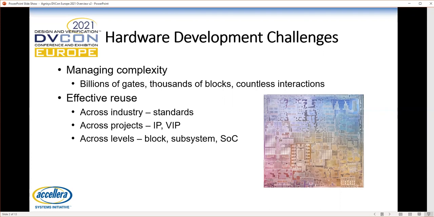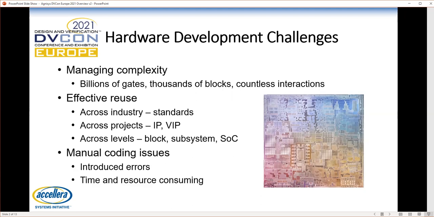This complexity demands effective reuse with commercial IP across the industry, especially for standards-based IP, standards, of course, used by many different companies. Within companies, reuse across projects, design IP and verification IP from previous generations of a product or from other project teams in the company, and across levels of the design hierarchy from block to subsystem to SoC.